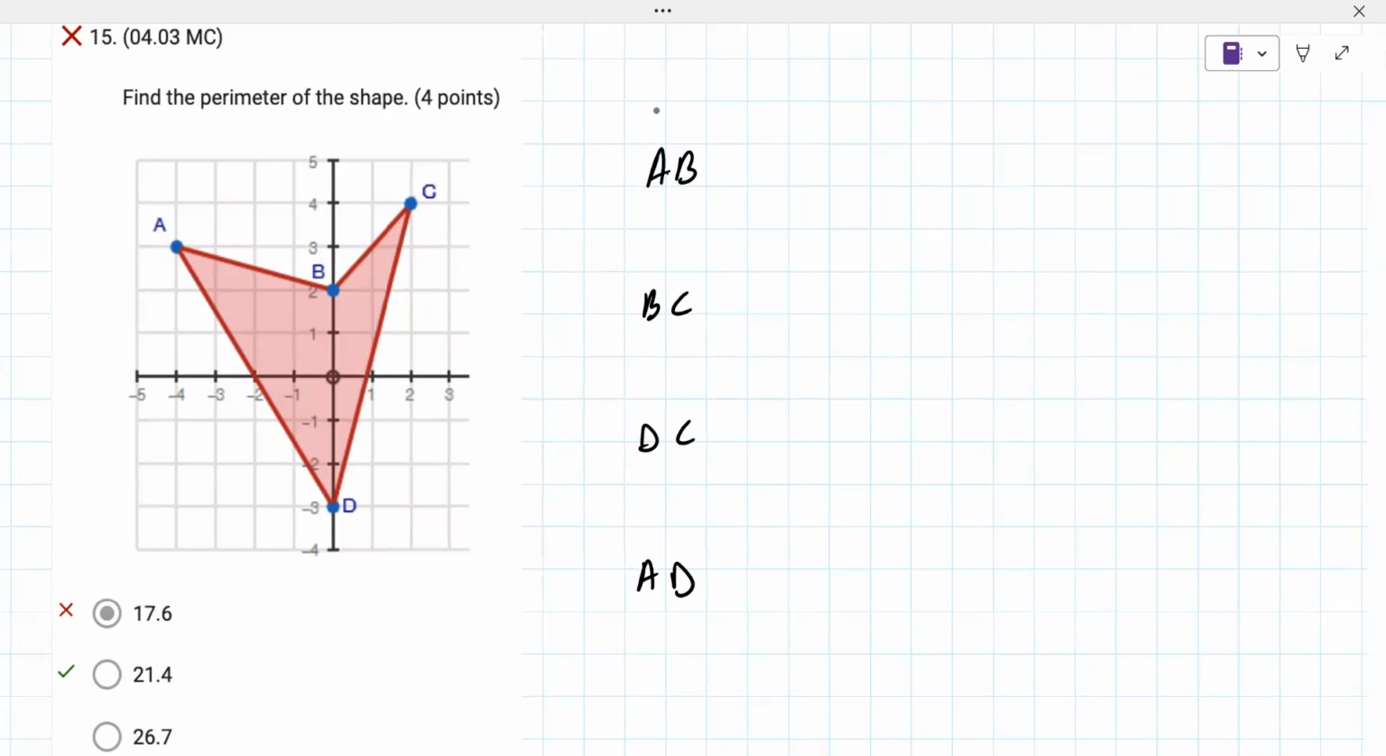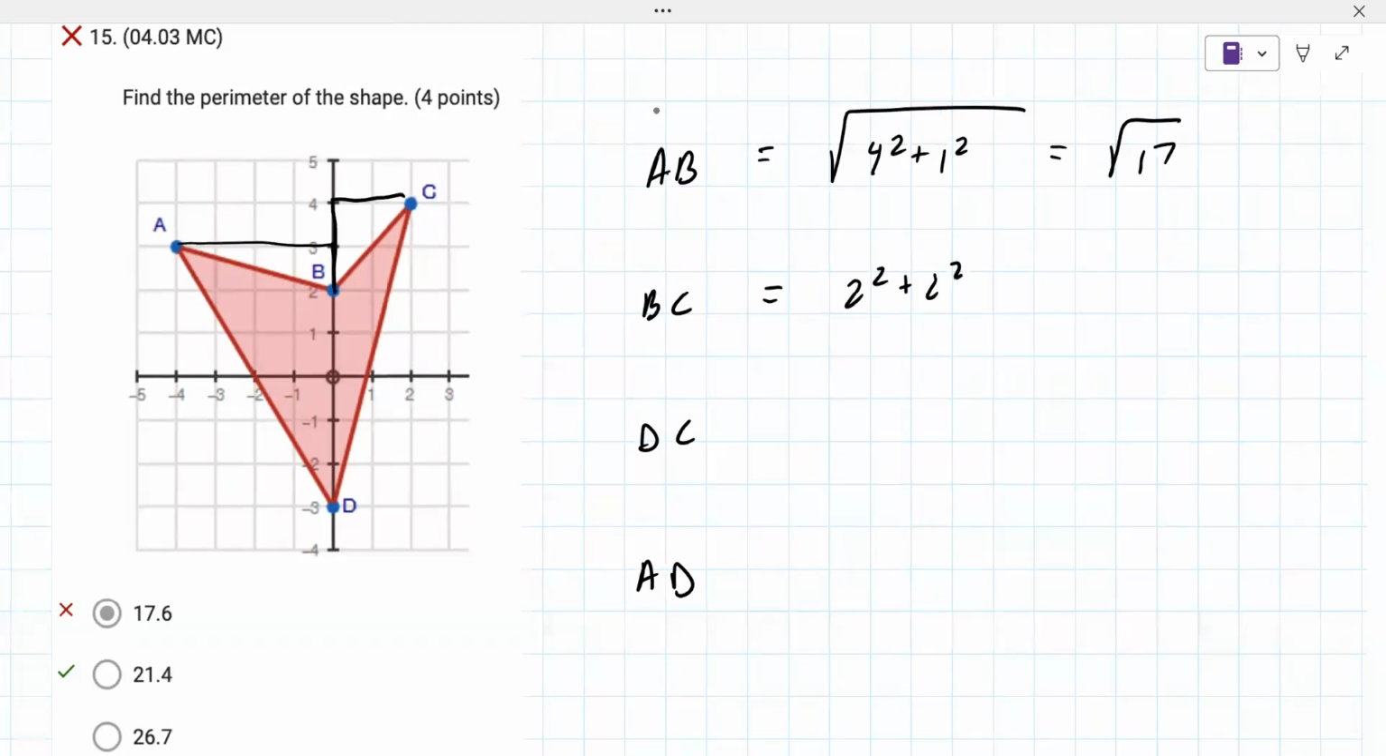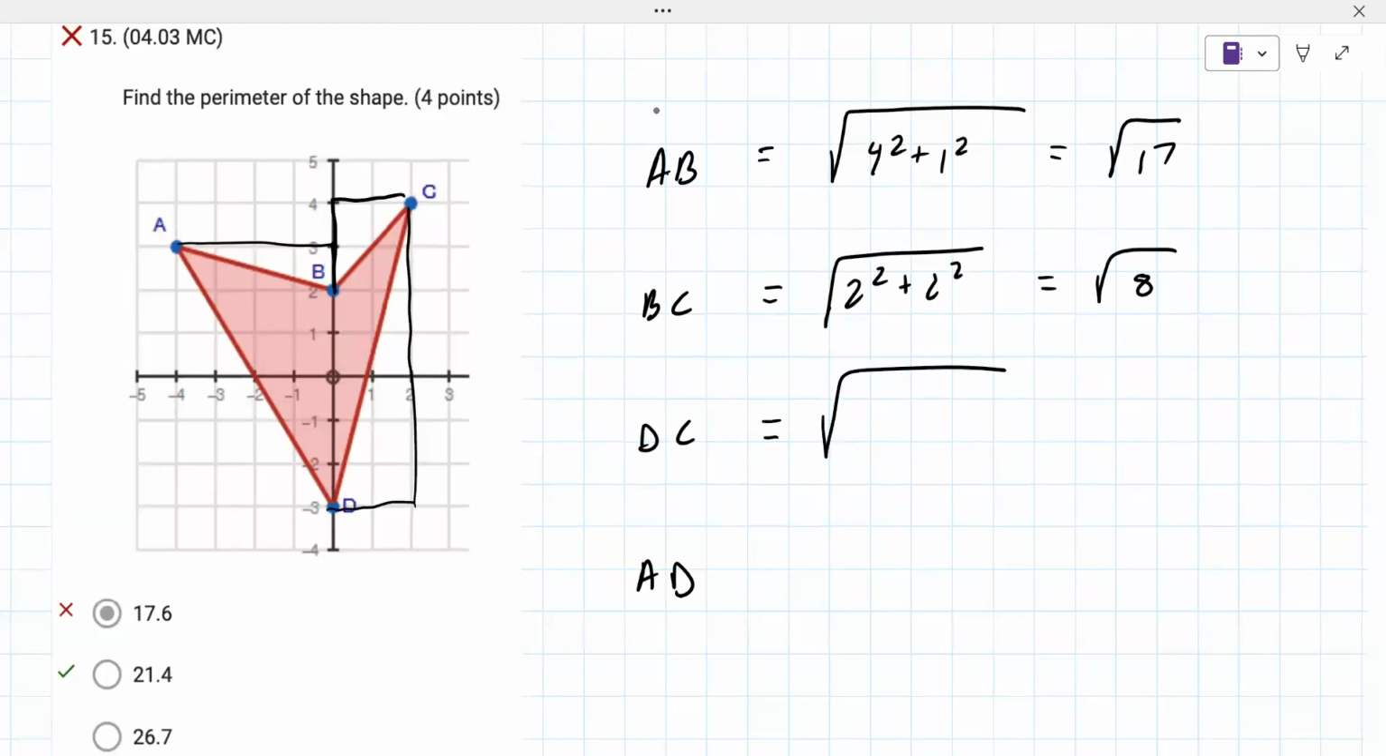So from A to B, it's a triangle with legs 4 and 1. So it's the square root of 4 squared plus 1 squared, which is the square root of 17. From B to C is a 2 by 2, so 2 squared plus 2 squared, which is the square root of 8. From B to C, you're going 2 and then 7, so it's the square root of 2 squared plus 7 squared, which is the square root of 53.